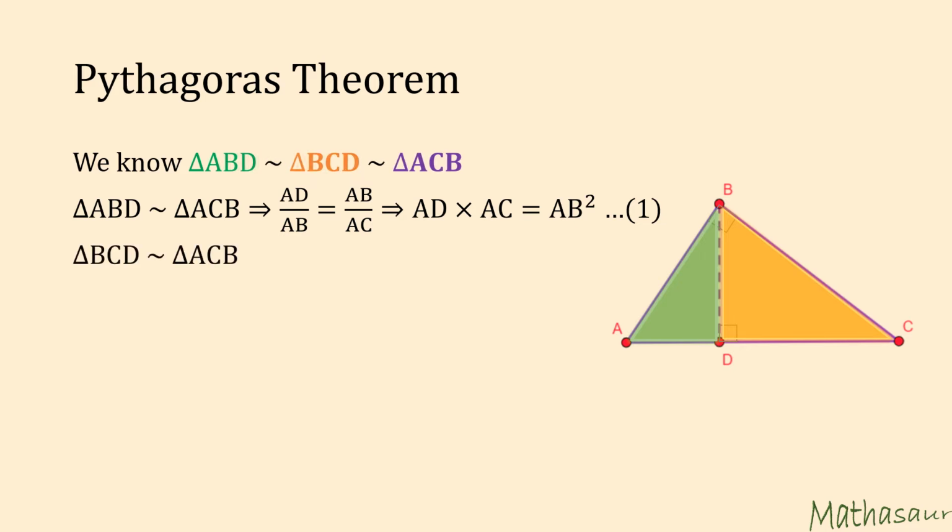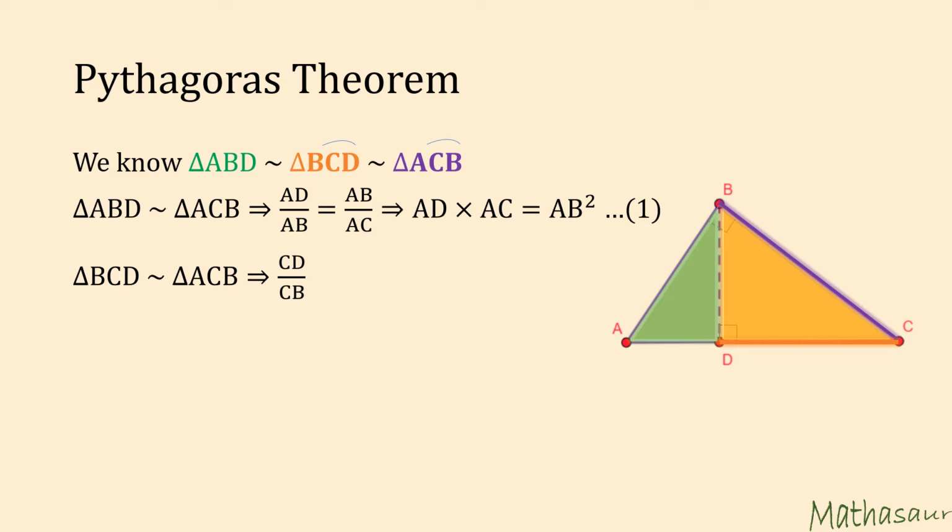Now let us look at the yellow and purple triangles, triangle BCD and triangle ACB. Since they are similar, their corresponding sides would also be in proportion. So we see that CD by CB is equal to BC by AC. Instead of CB, let us write BC. Upon cross multiplying, we see that CD times AC is equal to BC square. Let us call this statement 2.